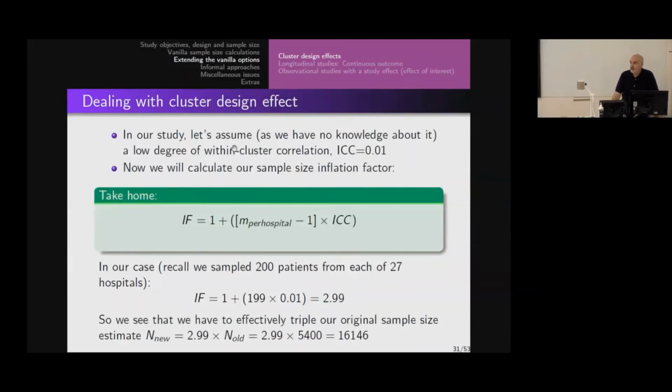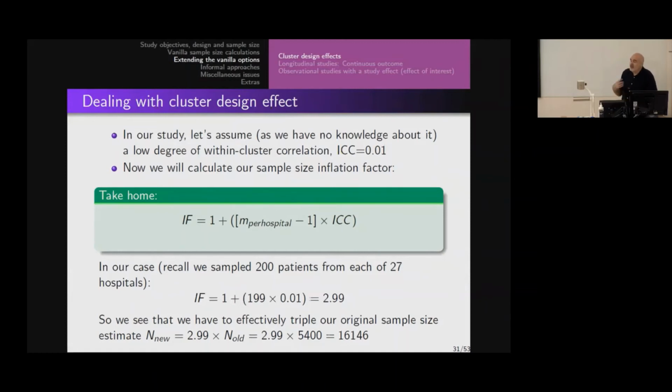Let's assume it wasn't in a previous paper, which, by the way, I've looked for this, it's not. Now we can calculate what's called a sample size inflation factor. Here it is. So our inflation factor is 1 plus the cluster size minus 1, and we said 200 patients per hospital, times the ICC. So in our case, we had 200 patients from 27 hospitals, and our calculation is this, 2.99.